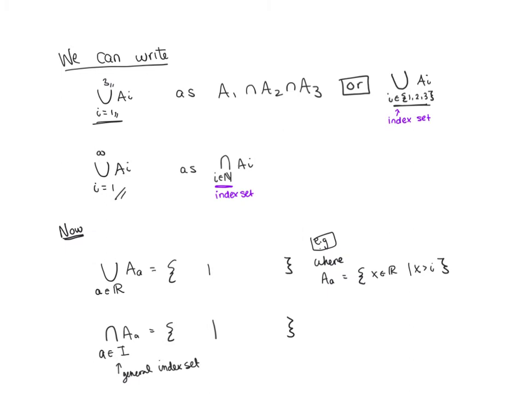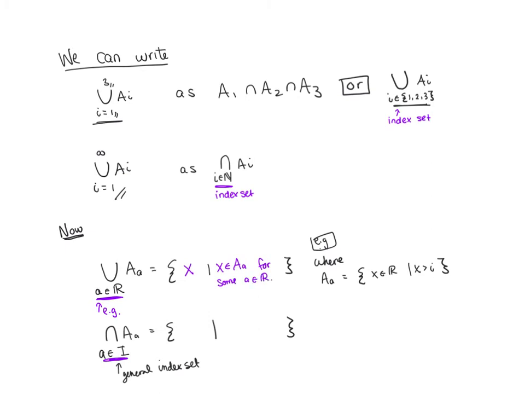Now, once we use that new notation where we're explicit about our index set, then we can allow for bigger index sets. So for example, I can have the index set be the set of all real numbers. So that's just going to be the union over all A sub a, where a can be any real number. So the union, again, is just going to be the set of x such that x is in A sub a for some a in that index set.